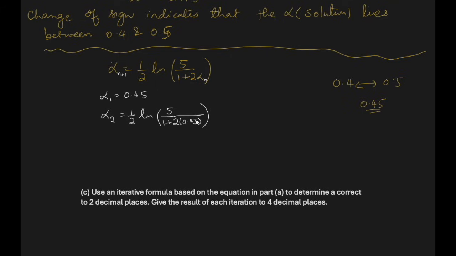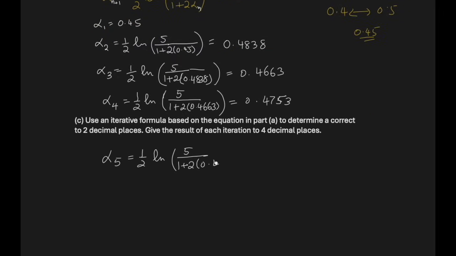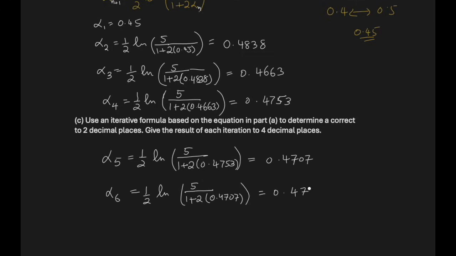This is what I'll put in my calculator, and I'll get the value of alpha 2. And this I'll repeat iteratively till I am stabilized with one solution. So let's see what we get. I'll fast-forward this video after this, and I'll explain what I did. So I will stop here.